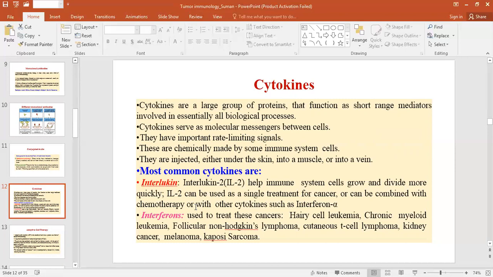Currently, recombinant cytokines are produced on a big scale in cell culture systems. Some cytokines are interferon alpha and interleukin 2. So these are the most common types of cytokines. Interleukin 2 helps immune system cells to grow and divide more quickly. And also IL-2 can be used as a single treatment for cancer or can be combined with a chemotherapeutic drug or with other cytokines such as interferon alpha.